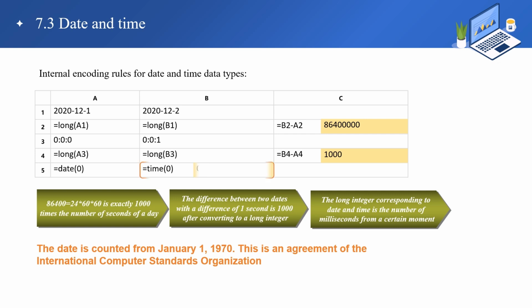Let's look at the time. The result of B5 is strange. I calculate it here as 8 o'clock. Why not start from 0 o'clock?